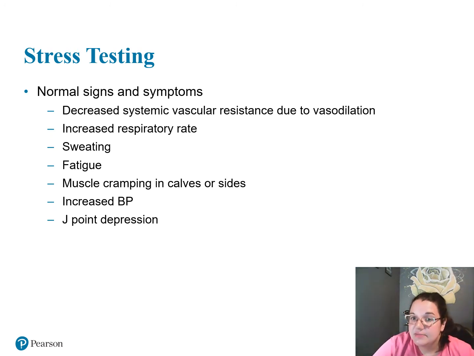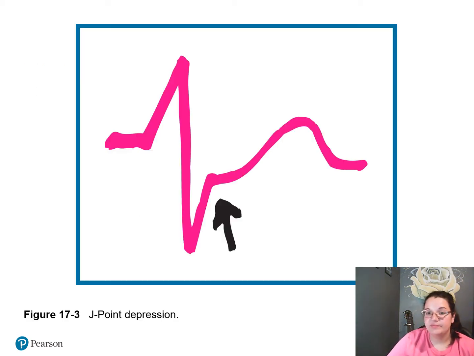Normal signs and symptoms: decreased systemic vascular resistance due to vasodilation. Again, these are all part of your normal symptoms of a stress test. Increased respiratory rate, sweating, fatigue, muscle cramping, increased blood pressure, and J-point depression. So this is your J-point. Remember your fish hook? Well, now we're going to look at what's called your J-point depression.